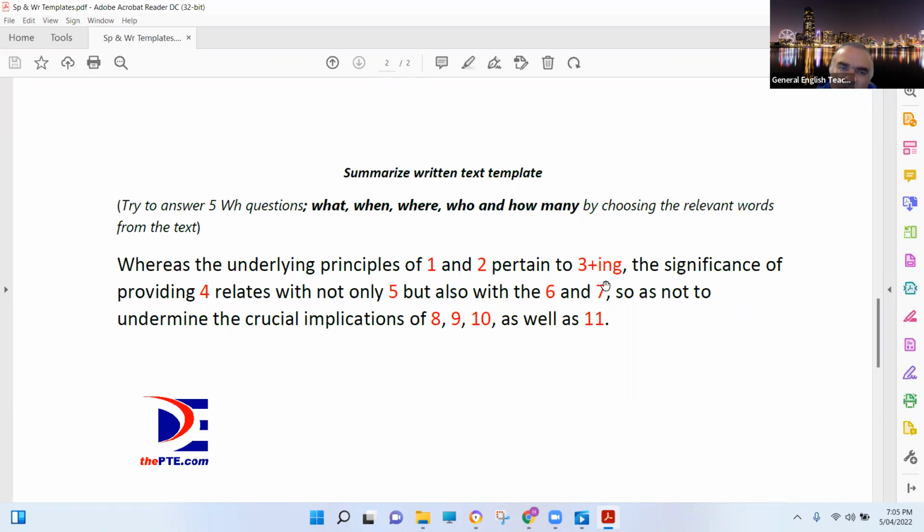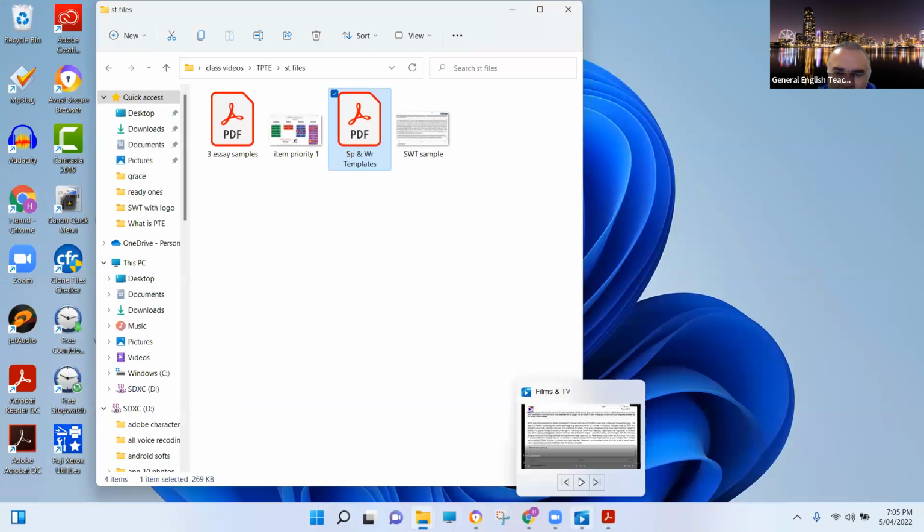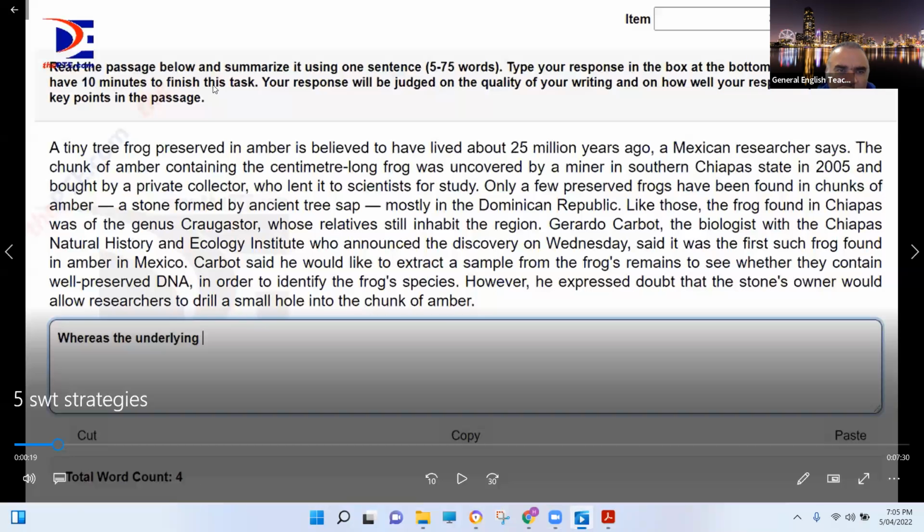So try to answer 5 WH questions. That is what, when, where, who, and how many. Once you read the text, you know what sort of items you're looking for. Okay, these 5 WHs. Otherwise, choose some nice words and the words that have been repeated. You will end in this lesson. Okay, so that's it. Now we carry on with the rest of the video.